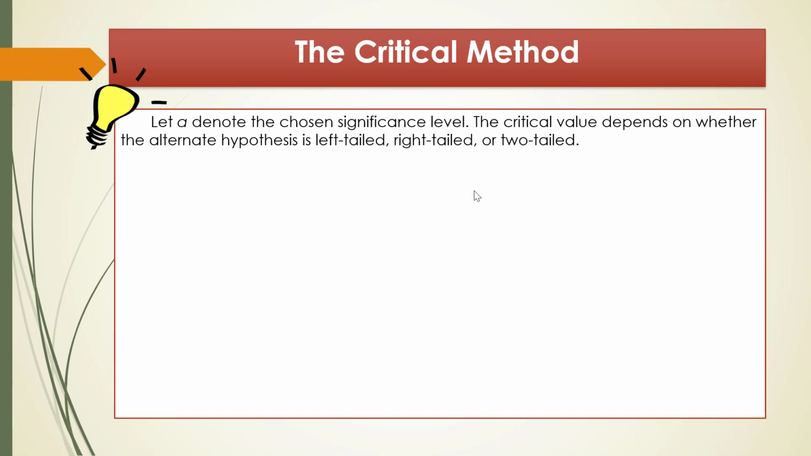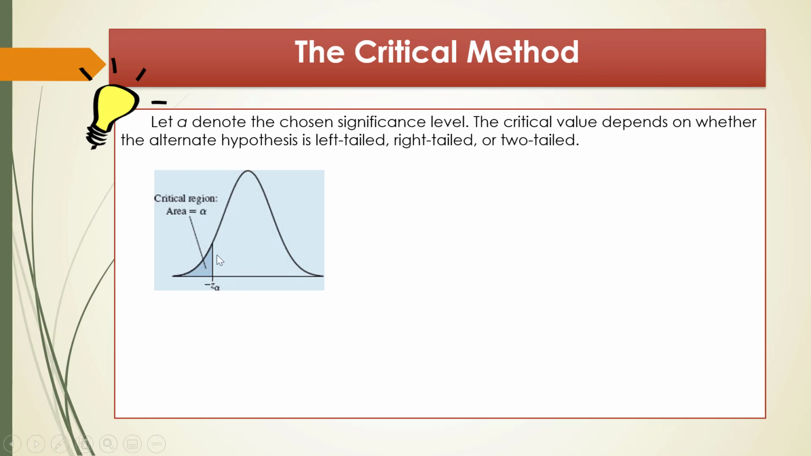So here, let alpha denote the chosen significance level. The critical value depends on whether the alternate hypothesis is left-tailed, right-tailed, or two-tailed. If we have a left-tailed test, the critical value is a negative number. It should be minus z alpha. This is a z-score that separates alpha area to the left and 1 minus alpha area to the right. And the critical region is the area to the left of the critical value under the standard normal curve.